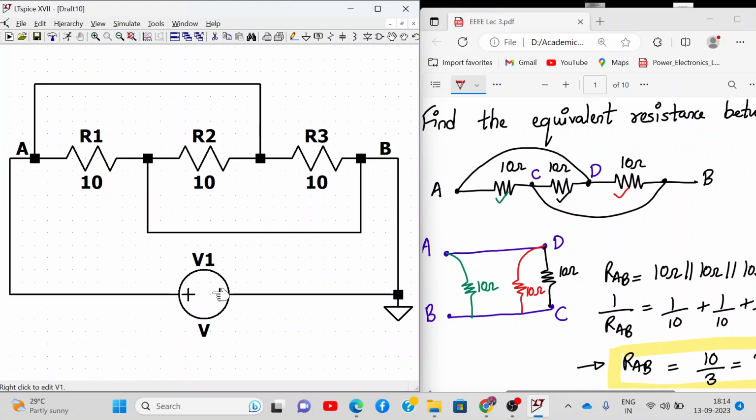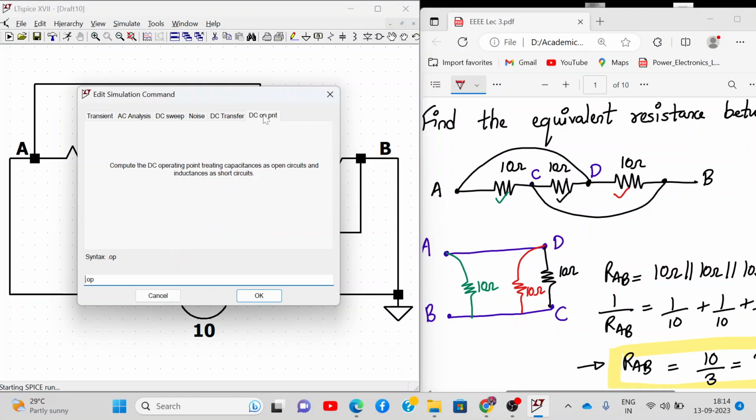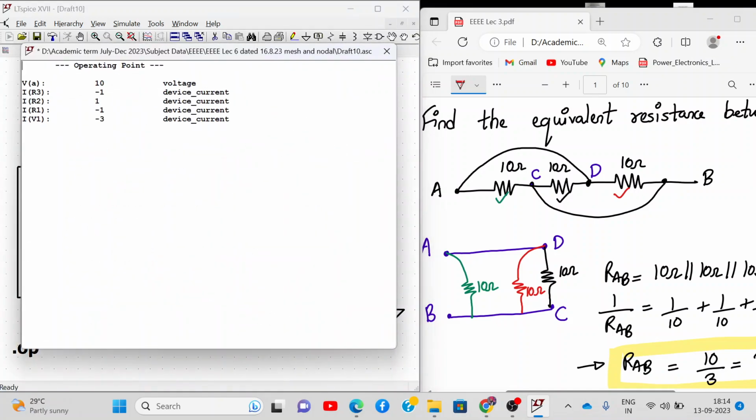Now always remember, I'll give this value as, let's say, 10 volt. Alright. Now always remember, in LTspice, current flowing into the voltage source from positive to negative is considered as positive. Current flowing out of the voltage source is considered as negative. So don't panic if you get a negative current. Okay, I'll simulate this. So I have to click on run and click on DC operating point and then click on OK.